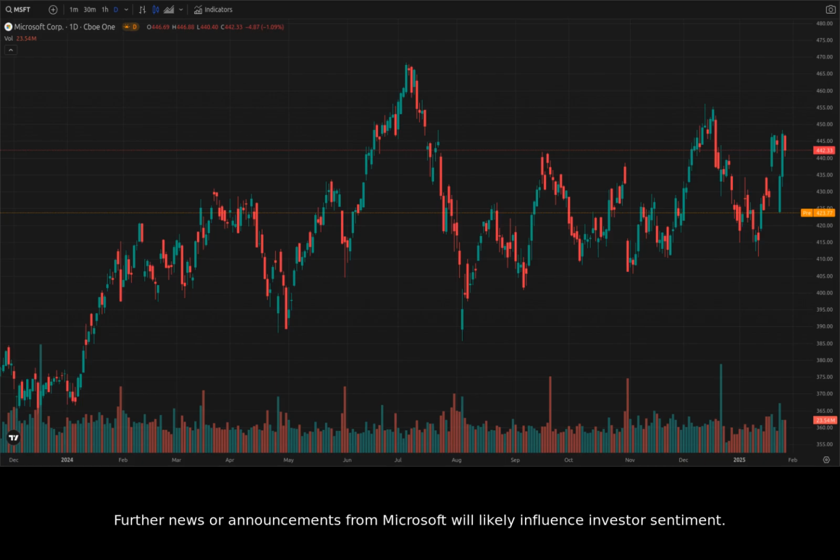Further news or announcements from Microsoft will likely influence investor sentiment. Therefore, keeping a close eye on those will be a very useful tool for short-term and long-term predictions.